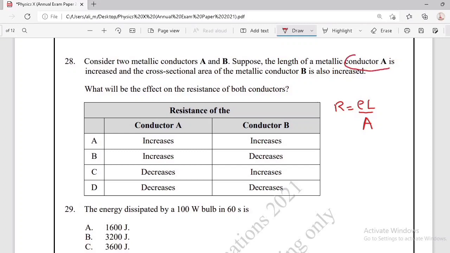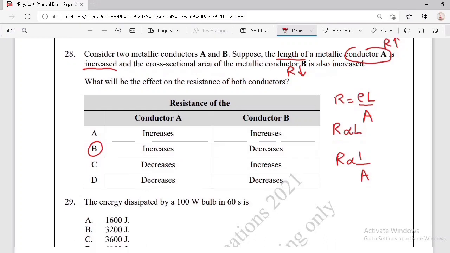So for conductor A, the length is increased, so by increasing the length, its resistance also increases because resistance is directly proportional to the length of the conductor. In the same way, the cross-sectional area of metallic conductor B is increased, and we know that resistance is inversely proportional to cross-sectional area. So while increasing the cross-sectional area, the resistance would decrease. So for conductor B, R will decrease. So the correct answer for question number 28 will be option B, in which the resistance of conductor A is increased and B is decreased.